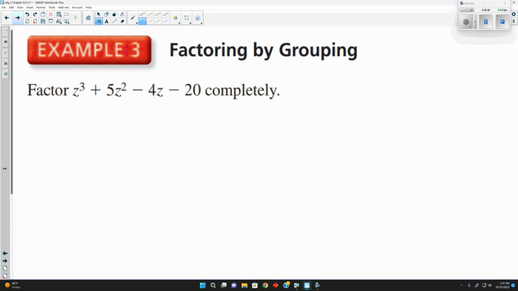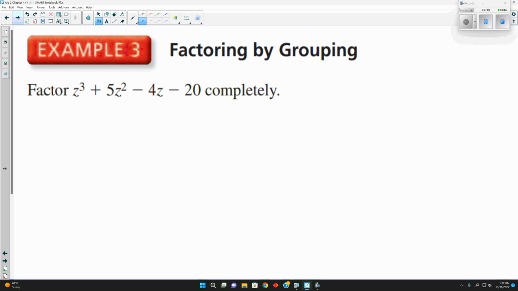The last type of factoring that we're looking at today is factoring by grouping. And I just think of this as the greatest common factor being used multiple times. Now, we can use factoring by grouping if there's going to be something in common with a lot of them, and there's an even number of terms. There has to be an even number of terms.